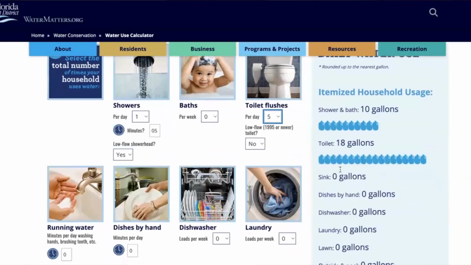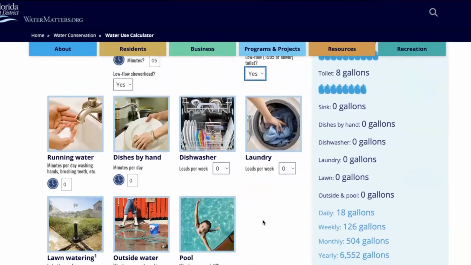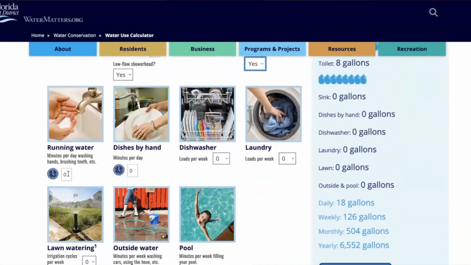We know from experience that our older toilets took well in advance of 5 gallons of water every single time to flush the toilet. We put in 2 new toilets, very inexpensive upgrade, and it now uses 2 gallons approximately per flush. And we knew that from watching our water usage already. That's exactly what it says on this calculator, this online calculator.